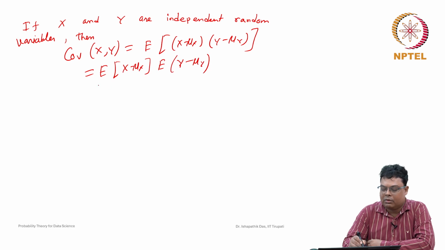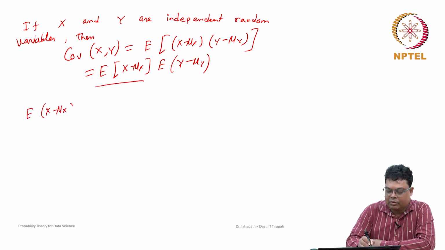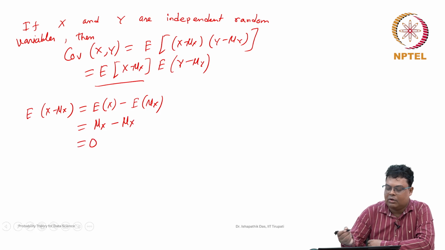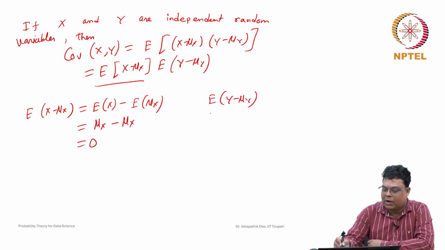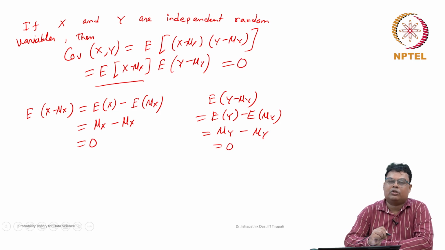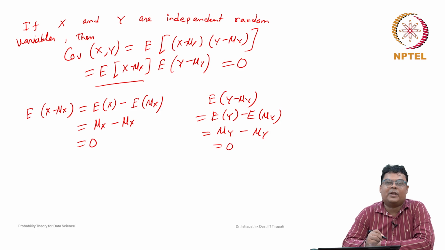Now what is this? The expected value of x minus mu_x, by the properties of expected values, is the expected value of x minus the expected value of mu_x. But mu_x is a constant, and the expected value of x is, with our notation, mu_x. The expected value of a constant we have already discussed, so this is 0. Similarly, the expected value of y minus mu_y is the expected value of y minus the expected value of mu_y, which is mu_y minus mu_y, equal to 0. So this is 0 into 0. Hence, if x and y are independent random variables, then the covariance will be 0.